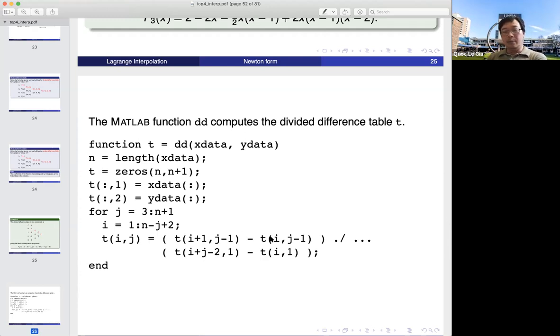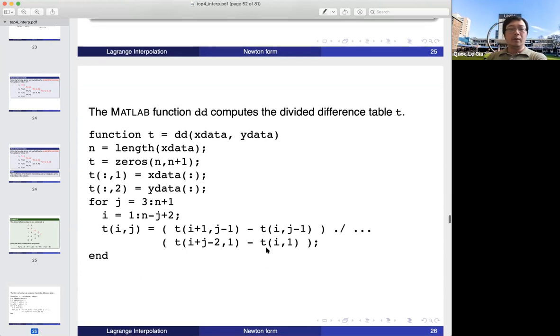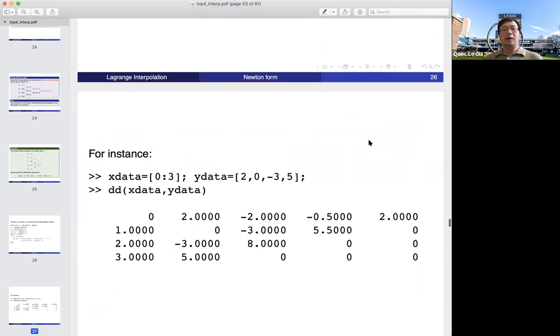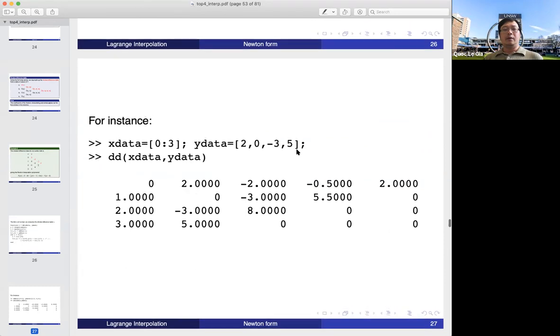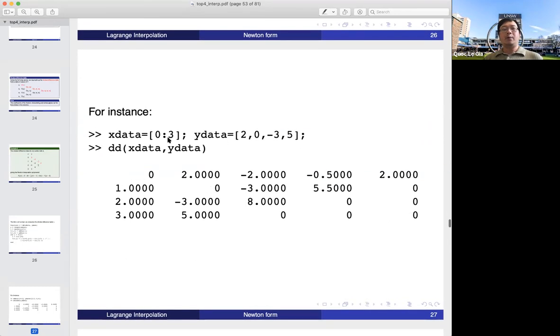And now what is the output? If you run it, what does it look like? It looks like this. Suppose I put in the x data. Let me see whether there are any questions. Any questions so far? No questions.